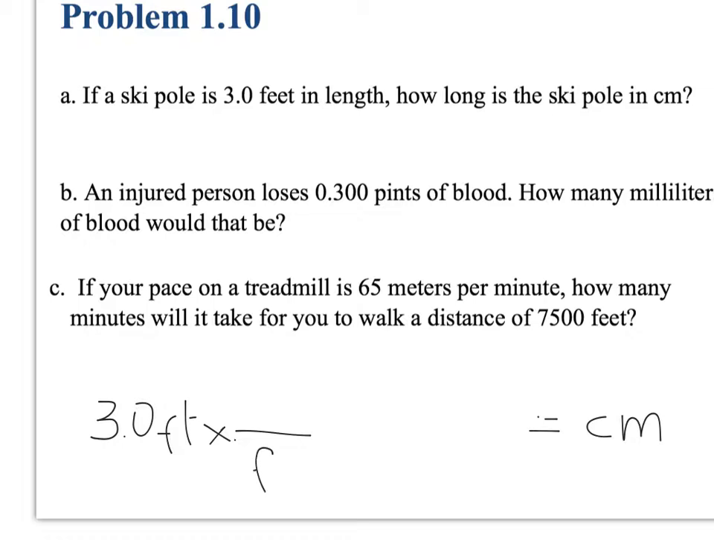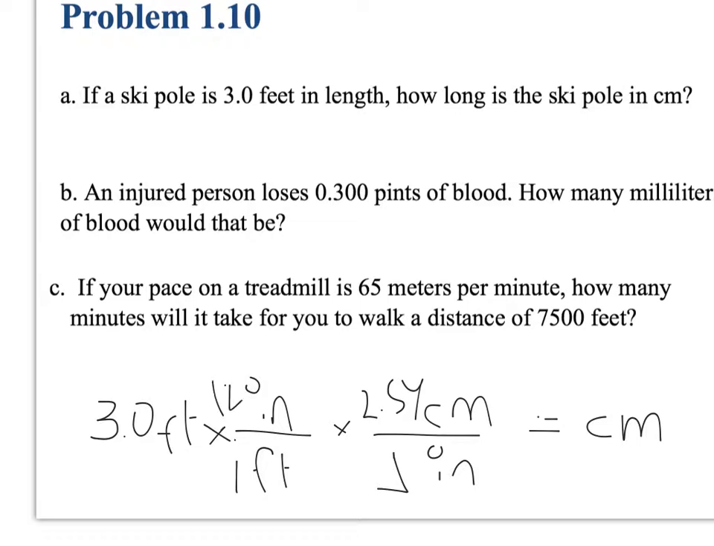We're going to place feet here and inches here, and then inches here and centimeters here. 1 inch, 2.54 centimeters, 1 foot, 12 inches. So we do our calculation and we take 3.0 times 12 times 2.54. Our calculator gives us this number, but we know that our answer has to have two sig figs, so we're going to cut it right here, and our answer is going to be 91.